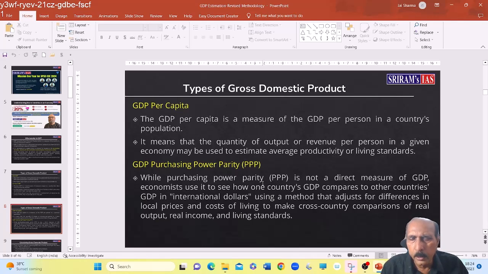The other important area is, if we really want to compare the GDP of a country with the other countries of the world, then we have to convert them into a common base. And the common base as developed is purchasing power parity. Purchasing power parity means that the differences in the inflation rates prevailing in different countries need to be adjusted to arrive at the GDP at the purchasing power parity. Purchasing power parity simply means the law of one price.